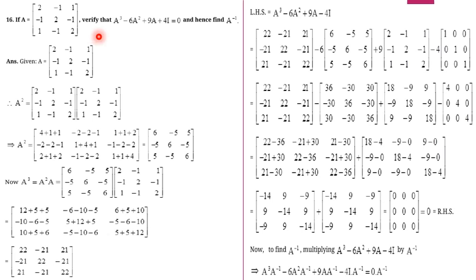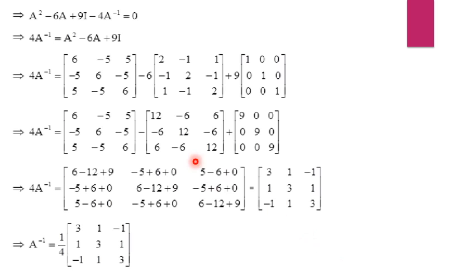Same way, the 16th one is also a very long sum. First find A square and then find A cube. Once you find A cube, substitute the value in the given equation and equate it to 0. Now from this only, again multiply this equation by A inverse. When you multiply this equation by A inverse, you get this. So you get 4A inverse equal to the remaining terms. And these terms' values you substitute, you get A inverse.